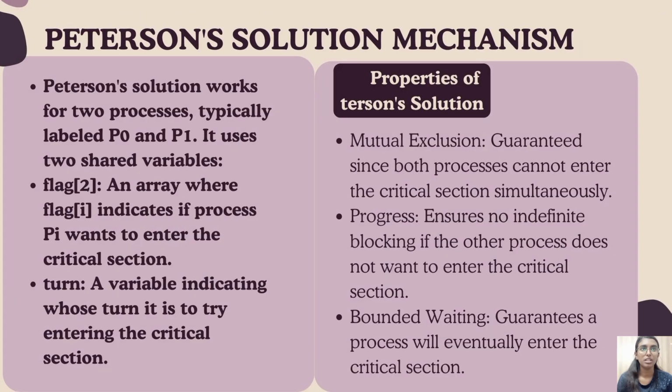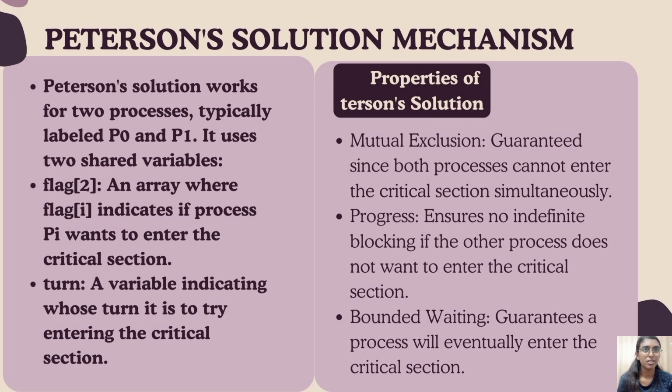Peterson's solution mechanism. Peterson's solution works for two processes, typically labeled P0 and P1, and uses two shared variables. Flag, an array where flag[i] indicates if process Pi wants to enter the critical section. Turn, a variable indicating whose turn it is to try entering the critical section.